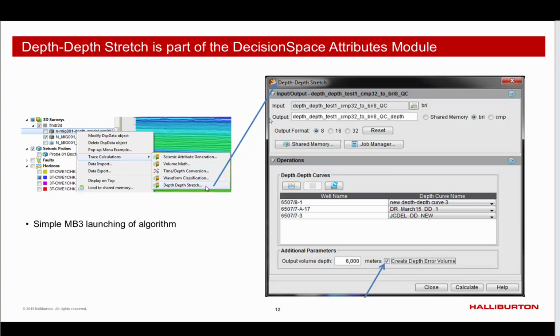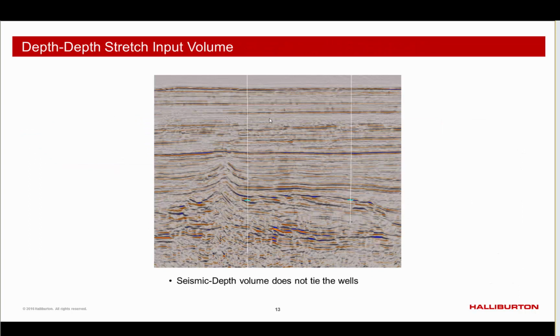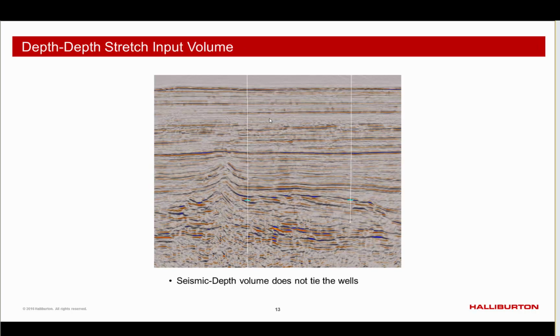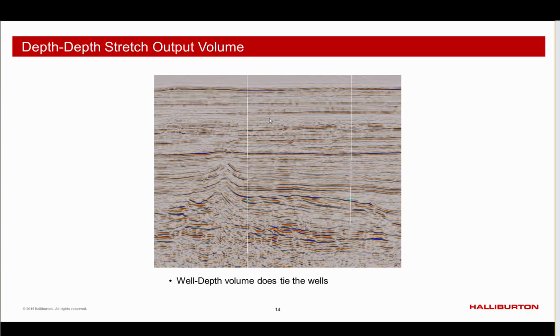Within DecisionSpace, how we're doing this is it's just a mouse button 3-click on a volume, and we select the depth algorithm, and we'll give it some parameters there, and I'll show you what we can give it. We can produce a QC volume too, so you're not doing stretching blind. You get to actually see the depth model that's used. This is just showing a model stretched versus not stretched to tie the wells, and I'll show another picture of this in just a minute. It's similar to a time depth stretching, but a lot more efficient in the depth domain.